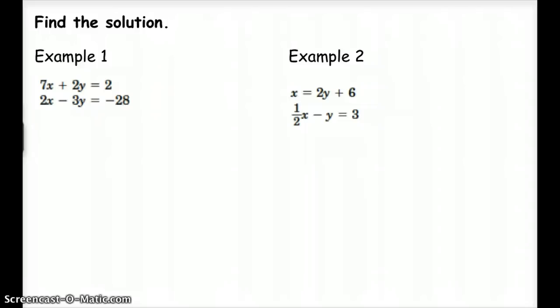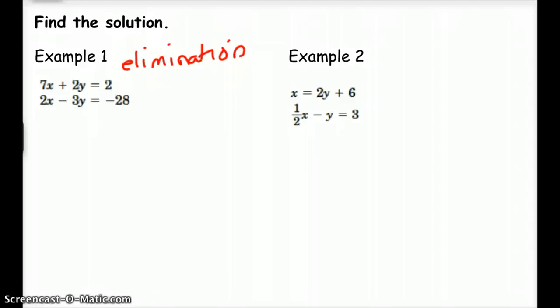Find the solution. So in example number 1, I need to decide, am I going to use substitution or elimination? I do not have one of the variables alone, so I'm not going to use substitution, and I am going to do elimination because my variables are lining up. Now when I read it down, none of them are gone, so I need to get them to look alike.